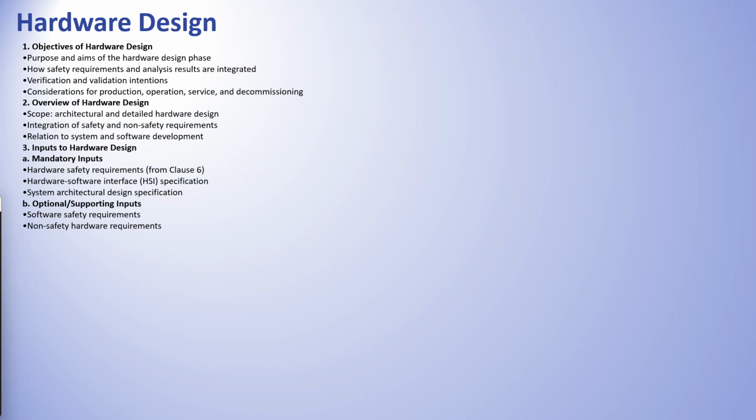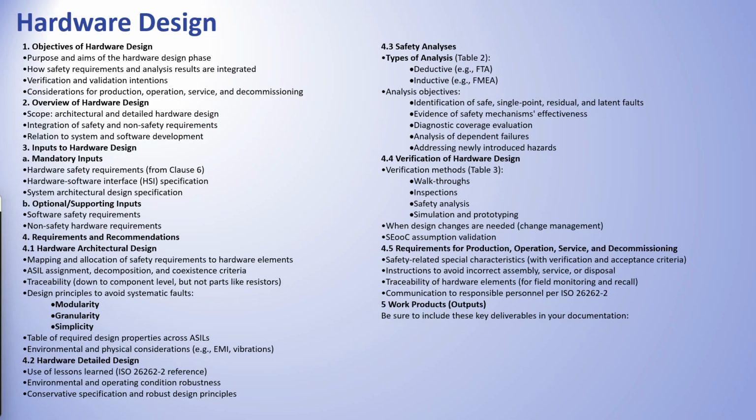What's in Clause 7? So Clause 7 is hardware design. It covers both the high-level architectural design and the nitty-gritty detailed hardware design. At the architectural level, it's about mapping those safety requirements onto specific hardware elements, allocating functions, assigning ASILs, making sure everything traces back. You need to be able to follow the thread from a top-level safety goal right down to a specific transistor almost. And key design principles are emphasized here. Modularity, keeping things self-contained, granularity, designing at a fine level of detail, and simplicity. Simple designs are easier to analyze and less prone to hidden systematic faults. Right, avoiding complexity where you can.